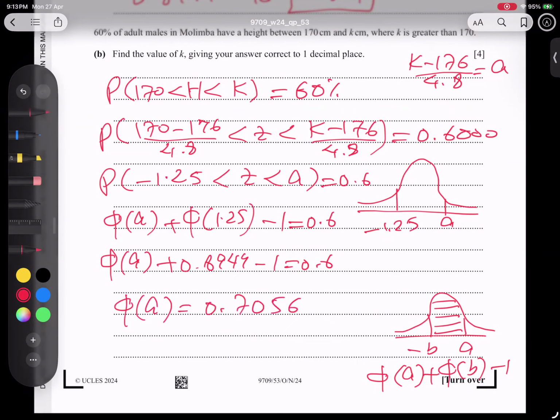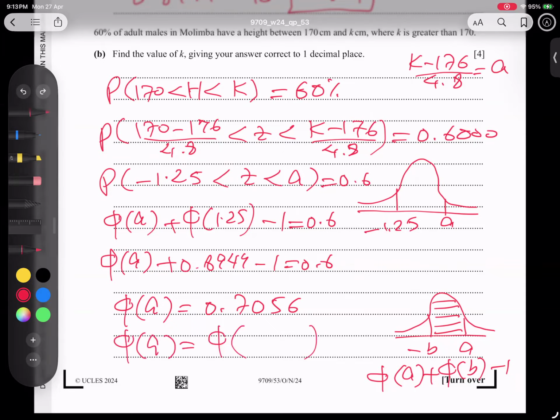0.7056. And students, after this, you know very well what to do. Just once again, check it: 1.6 minus 0.8944, so 0.7056, correct. So students, what to do now? We will check from the table what number corresponds to this number.